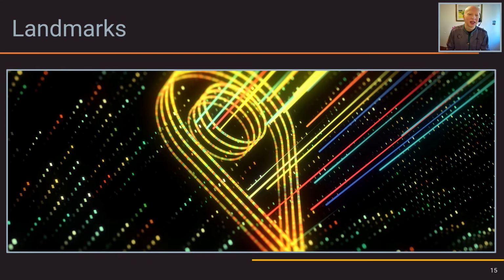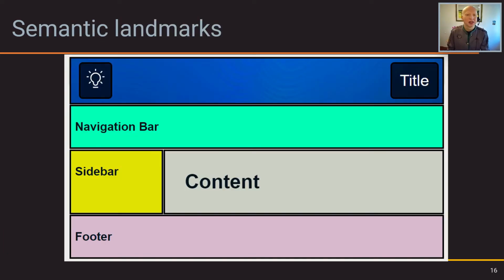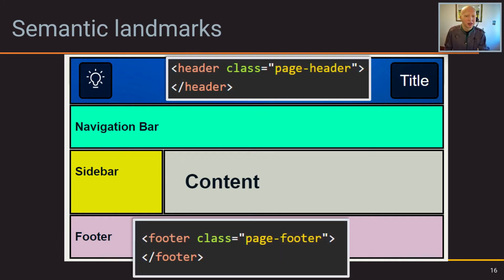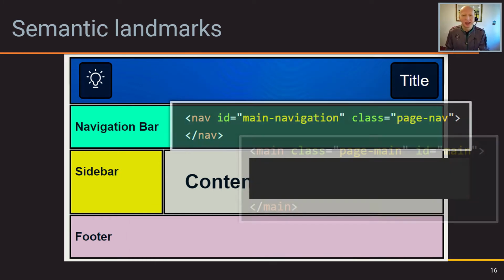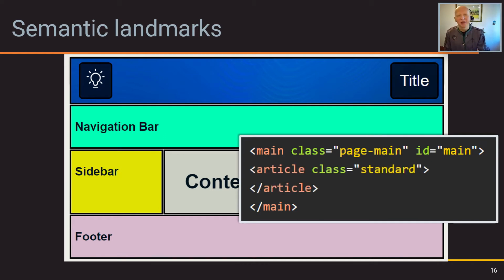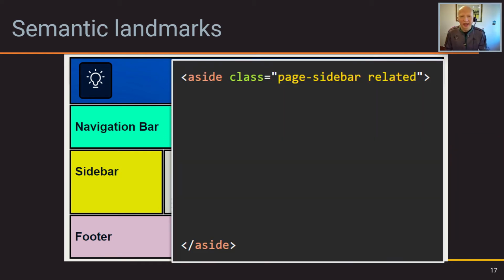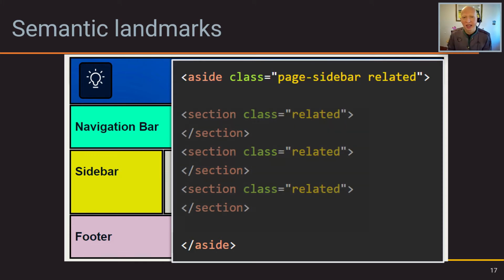So let's consider one way that high quality semantic markup impacts accessibility. We can use semantic HTML to declare landmarks for different parts of a page. So we could say this is the header and footer, this is the navigation, this is the main content and a defined article within it. This is the sidebar tagged as an aside, and in my case I've broken it down into sections.